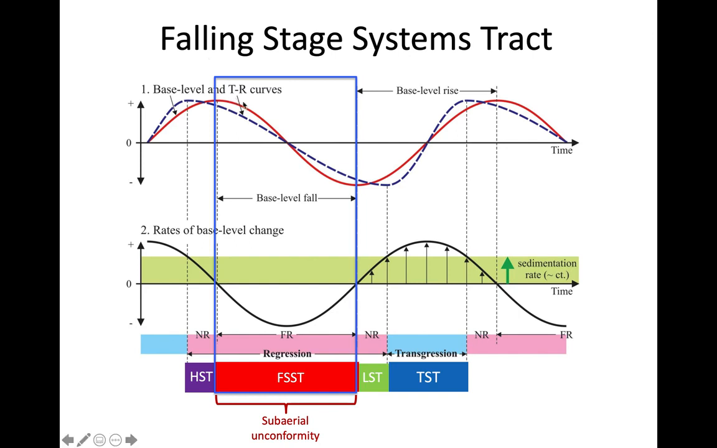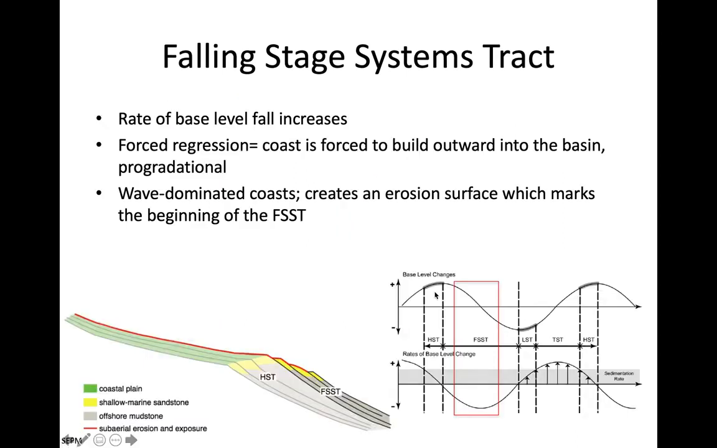So here we have our falling stage systems tract. What we're going to see is that base level fall is going to start moving faster and faster through time. We're moving into a massive regression. We're moving into negative sedimentation rates. All right. And typically what we're going to see is a lot of unconformities in this particular area. FSSTs and LSTs are actually a lot less common to find in real life, and that's because of all the unconformities and the erosions.